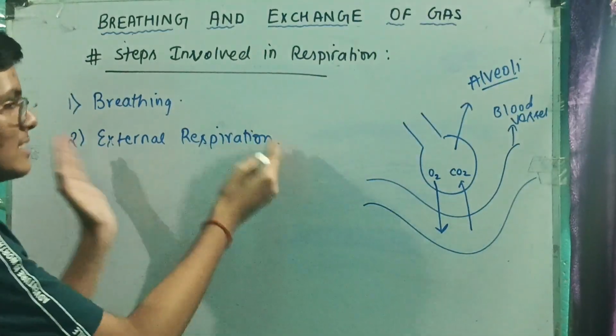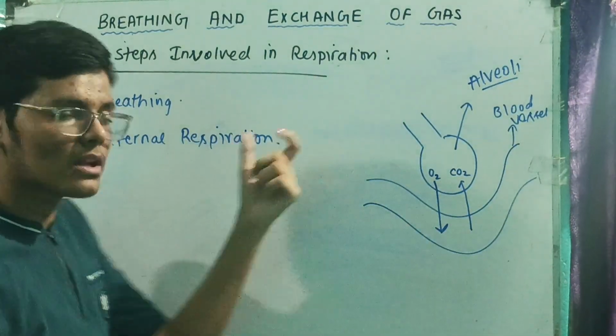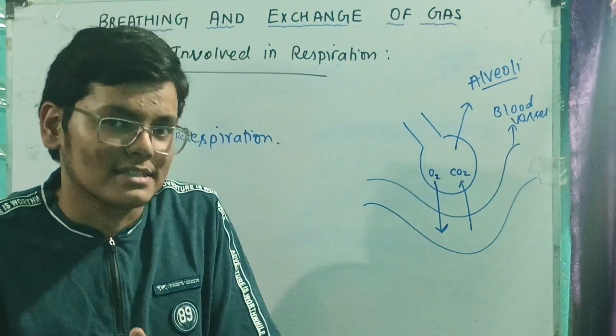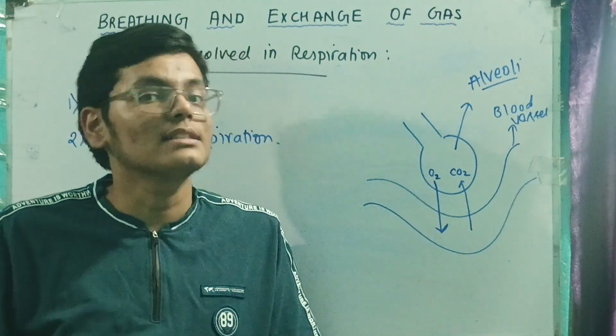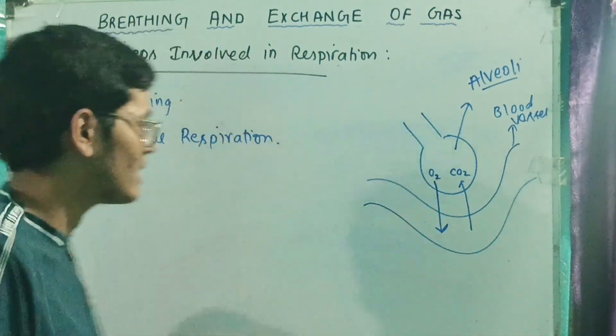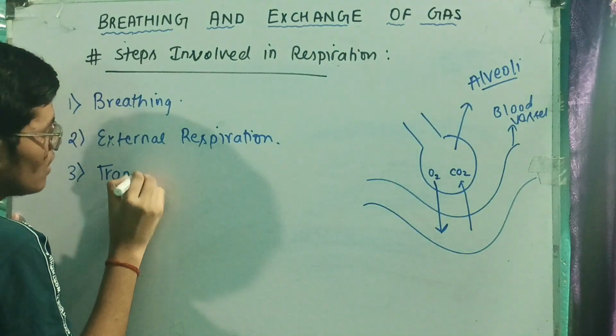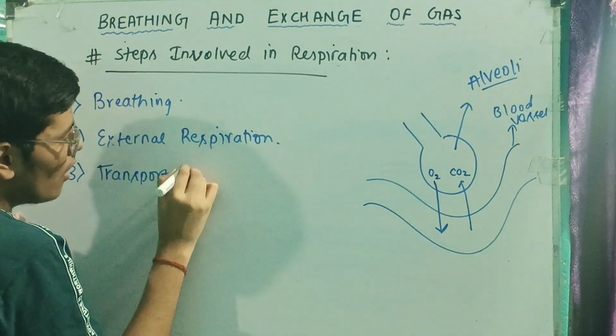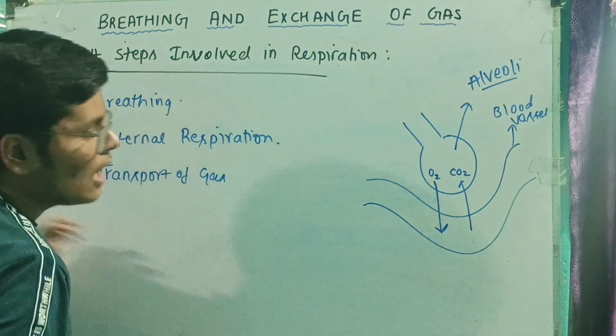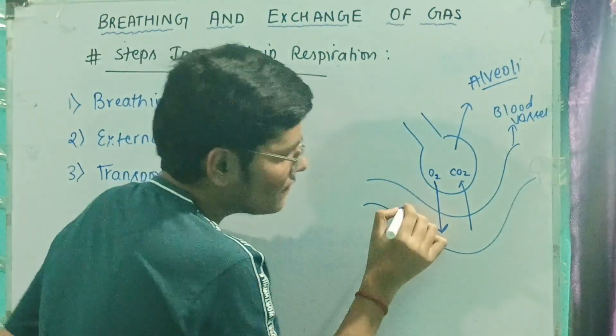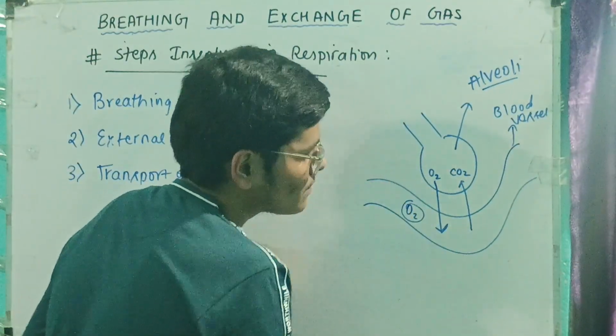This is called external respiration. We can also say external exchange of gases. Now why external? Because there is an internal exchange also. We'll see that later. Third one is transport of gas. Now this blood vessel is filled with oxygen containing blood.